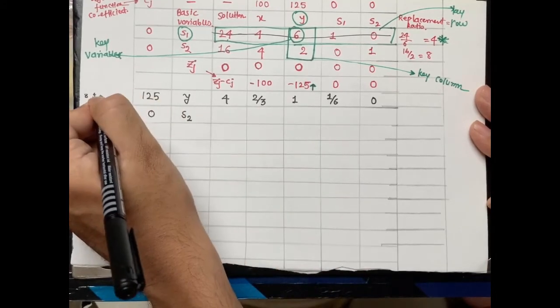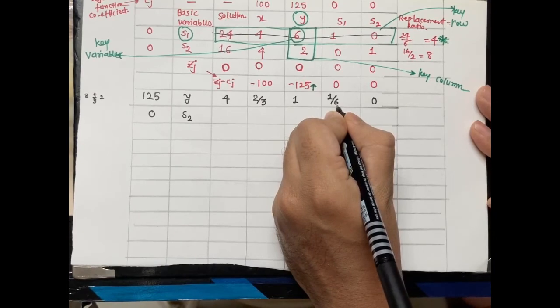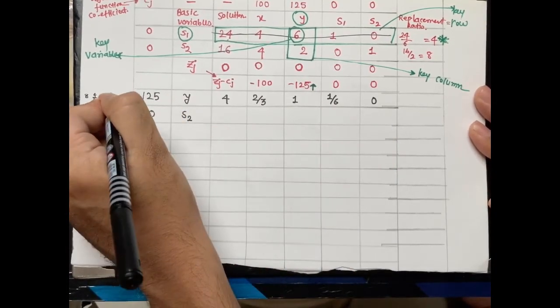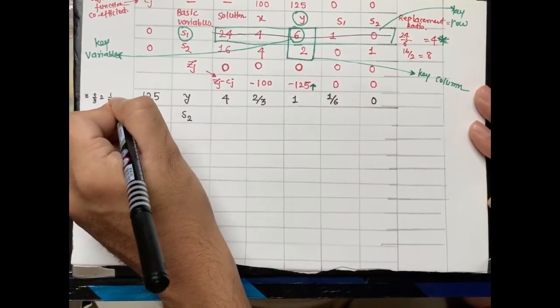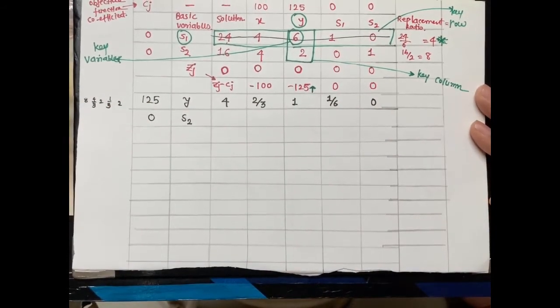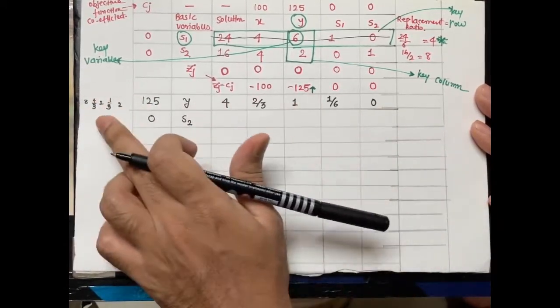1 is multiplied by the 2, so I am getting 2. 1/6 is multiplied by the 2, so I am getting 1 by 3. It is 2 by 6, which means 1 by 3. 0 is multiplied by the 2, so I am getting 2 here. I have written that on a rough side. So these are the cells I am getting if I multiply this row by the 2.